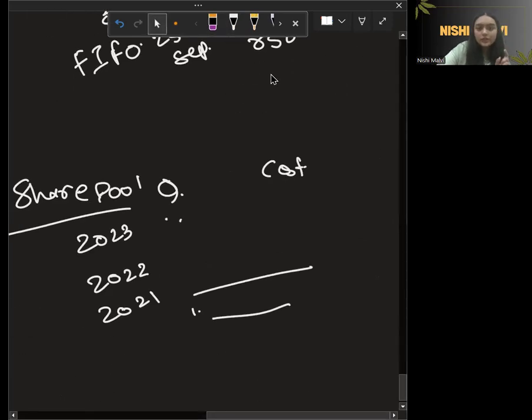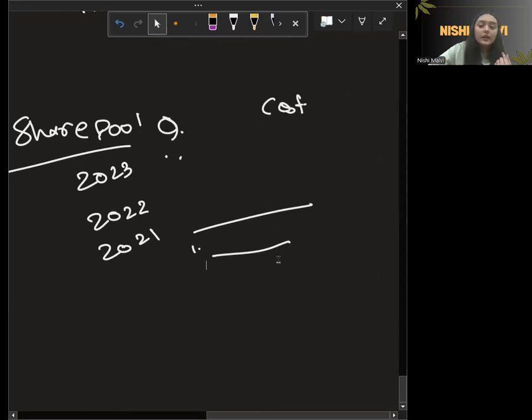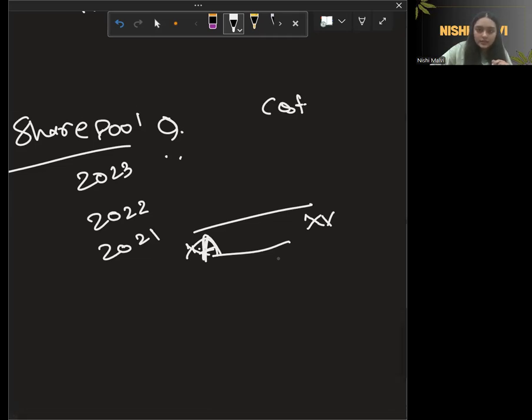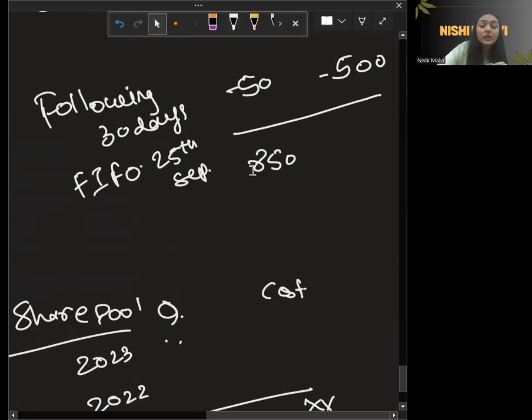Okay, 850, you need to find out the cost for the 850 shares. Now, total the quantity of the shares and the cost of the shares. Suppose whatever cost you get, let's say X, and A is the quantity and X is your cost. For this number of shares, your cost is this much. Then what is the cost of the 850 shares?